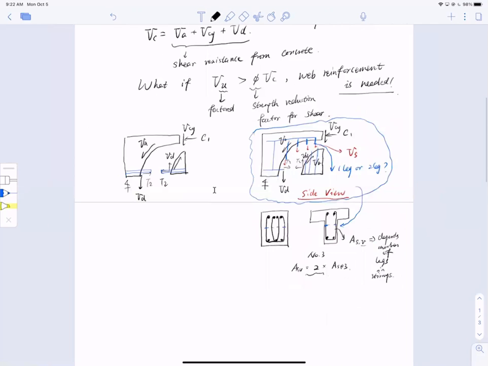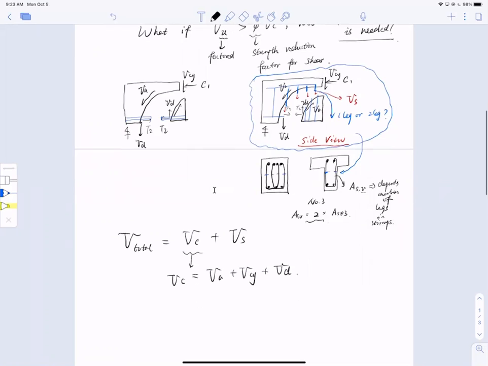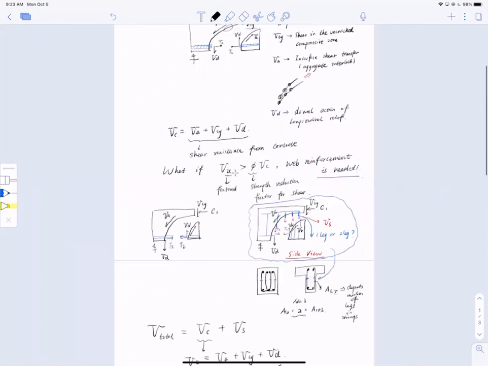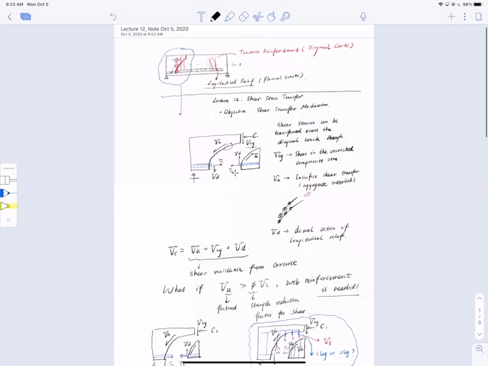Essentially, we're going to say that total shear, now with this reinforcement, V total, has two components. One is called concrete, Vc, and the other is from the steel, Vs. Further, Vc should equal Va, the aggregate interlock, the shear from the compressive zone, and the dowel reaction. But normally we lump them together and use one term. We don't have to differentiate them. So this is the shear stress transfer mechanism.